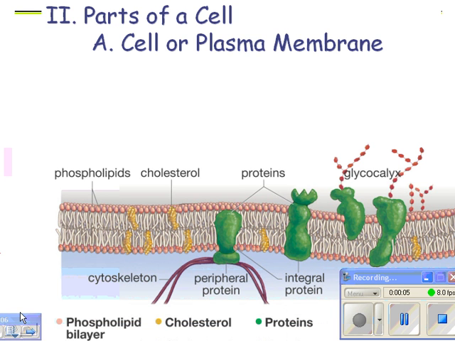So we're looking at the parts of the cell in this section, and the first part of the cell that we need to talk about is the cell membrane, and another name for it is the plasma membrane. And we talked about these adorable little molecules in our biochemistry unit. They're called phospholipids.